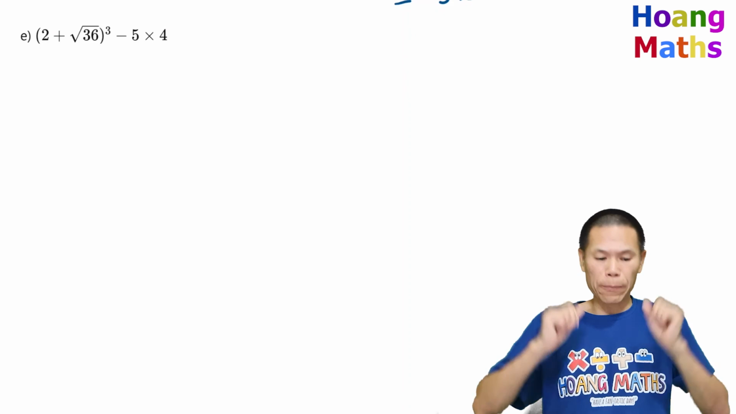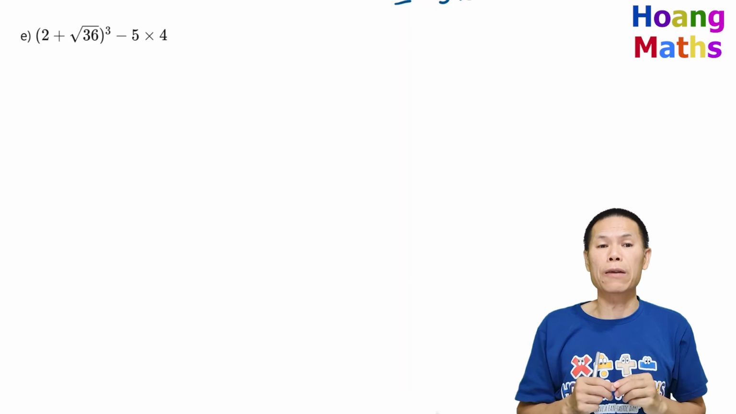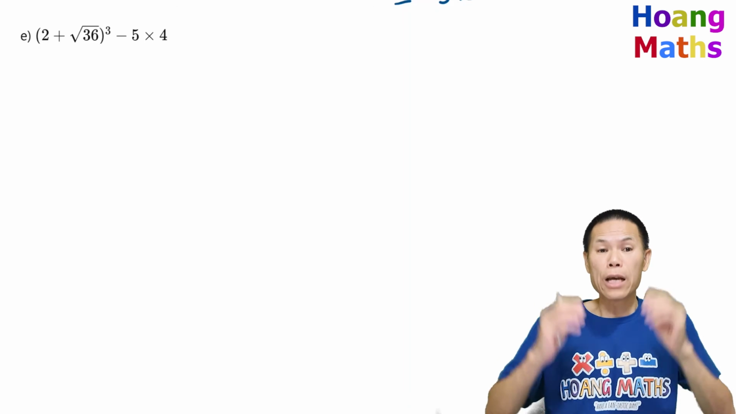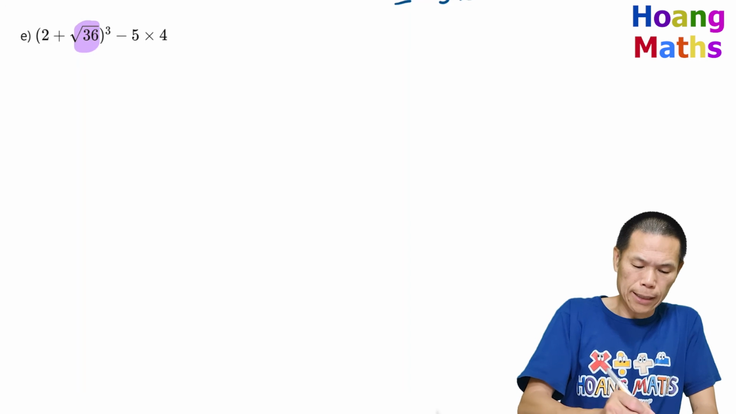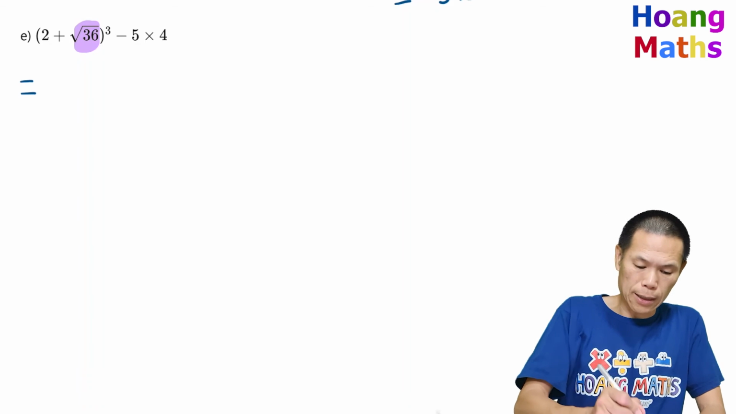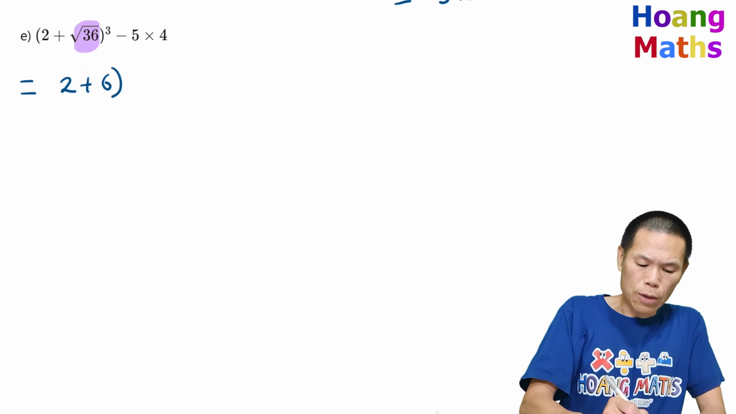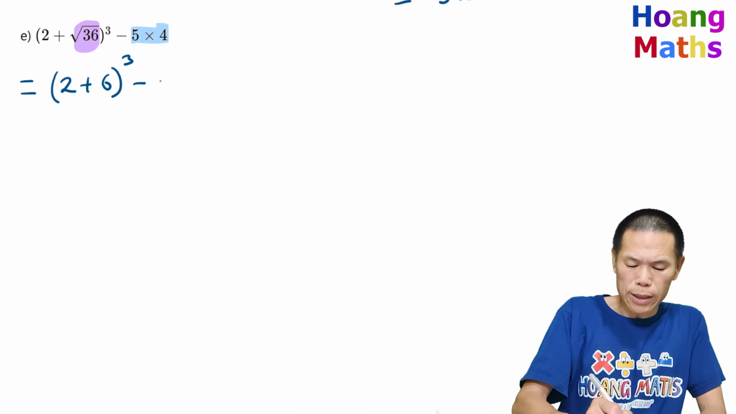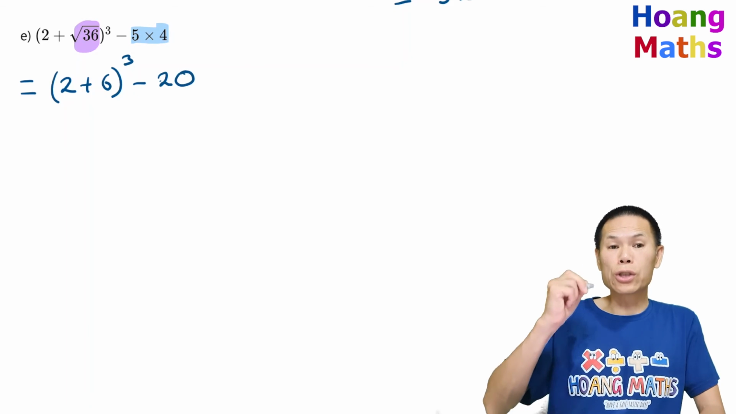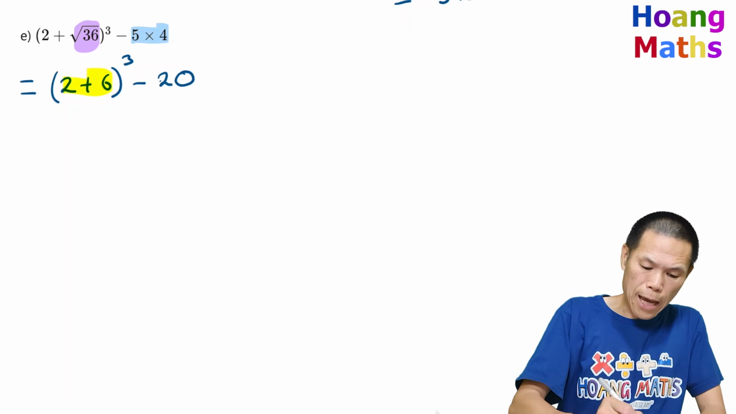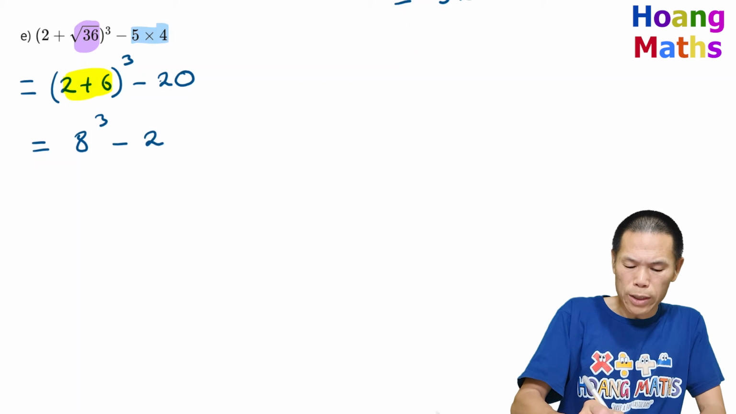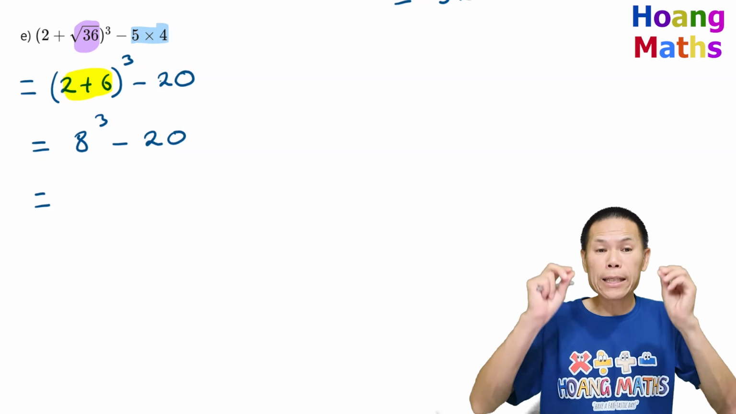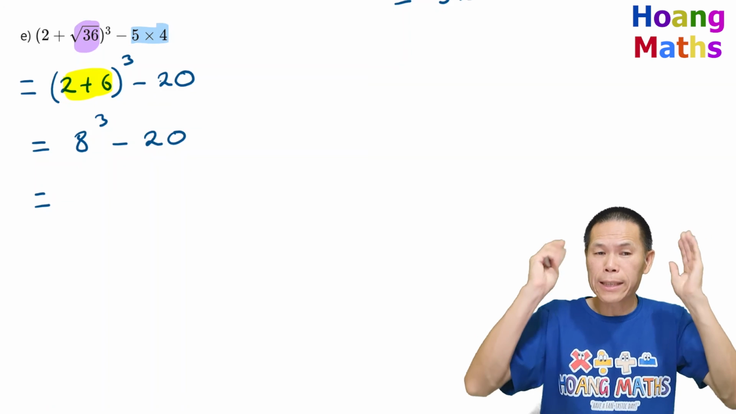Part E, last one. Okay, so we need to work out inside the bracket first. So we need to work out 2 plus the square root of 36 first. And we know that the square root of 36 is 6 because 6 times 6 is 36. So 2 plus 6 to the power of 3, we minus 5 times 4 is 20. So there you go. So 6 plus 2 is 8. So that means it is equal to 8 to the power of 3, we minus 20. And 8 to the power of 3 is 8 times 8 times 8.